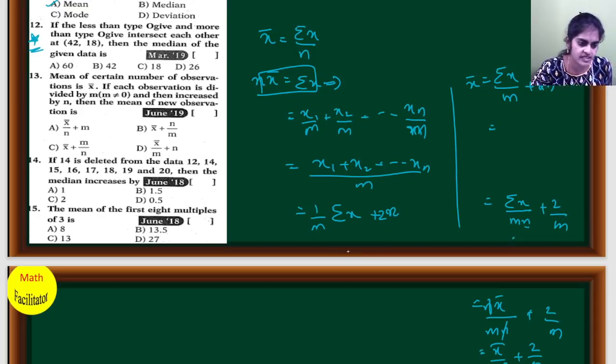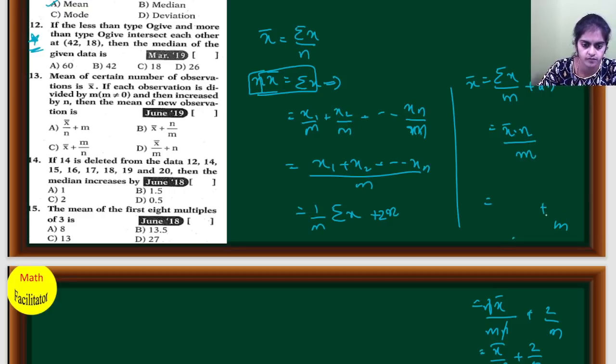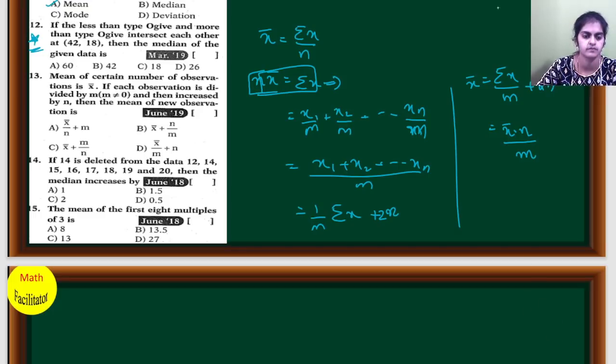So this is nothing but sigma x divided by m. Okay. So sigma x is nothing but x bar into n divided by, you are having an m here, right? Okay. So each observation is divided by m. So you have m here. So this is sigma x by m.